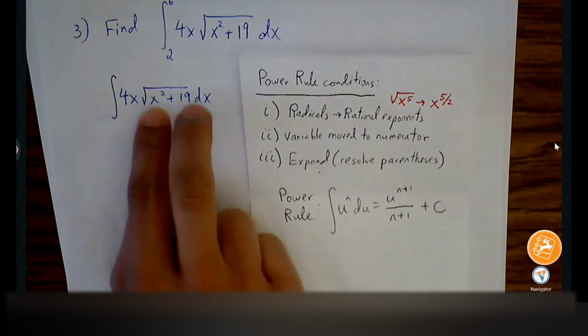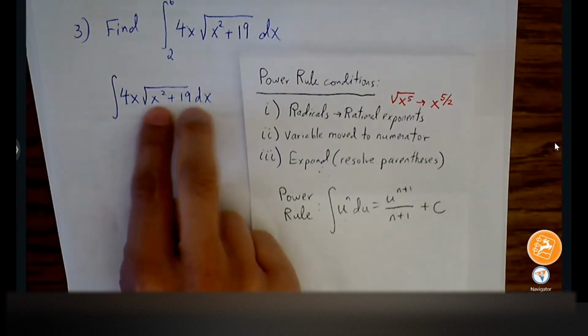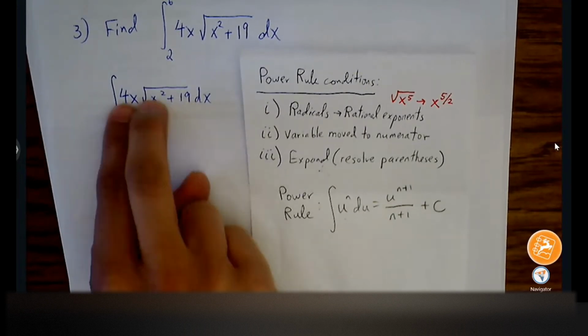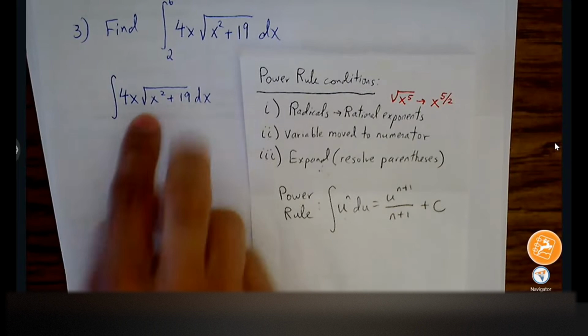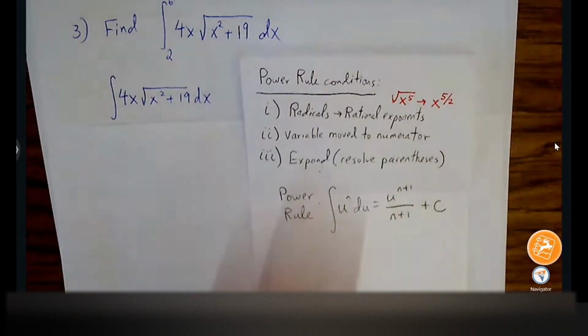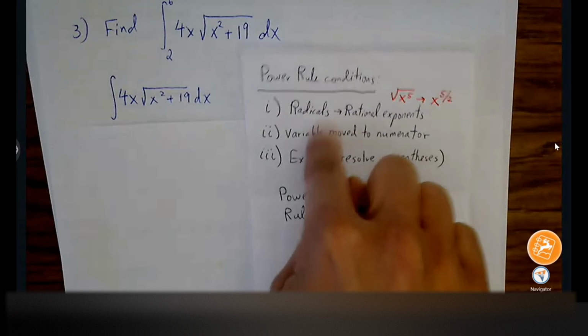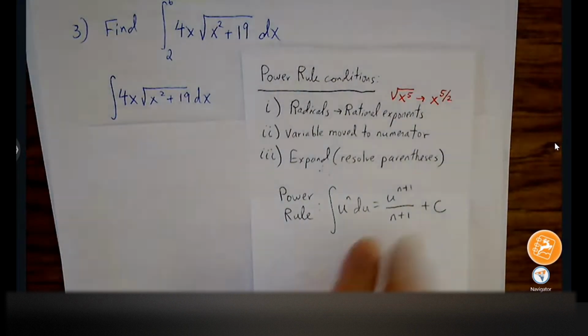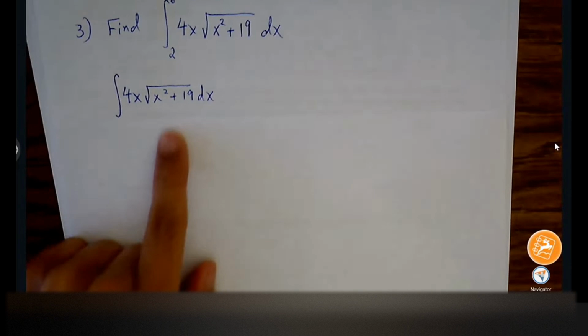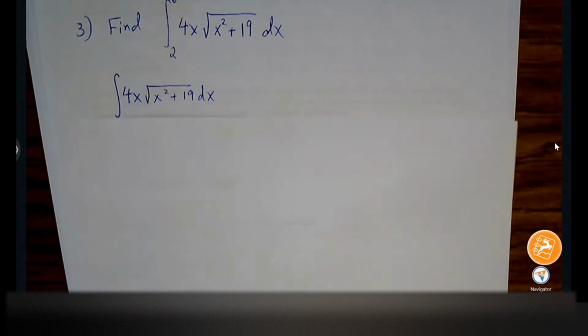We cannot do it because unless all these terms are resolved, I can't distribute through, right? I'm breaking order of operations if I do that. So if I have plus or minus inside the square root, we know that we're stuck, and we know we can't just rely on our power rule conditions. So good, we know we got to use substitution. So let's rewrite our problem using parentheses.